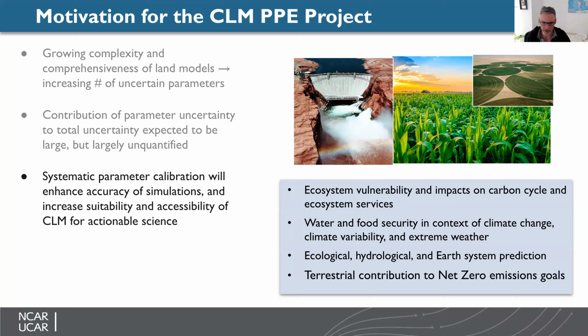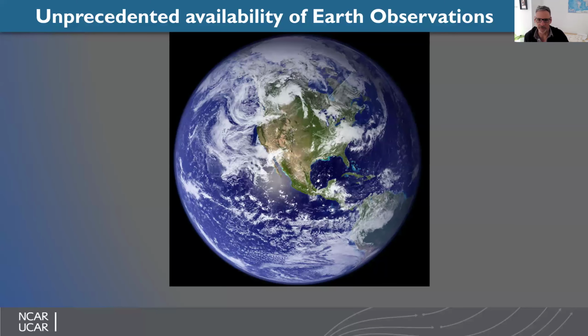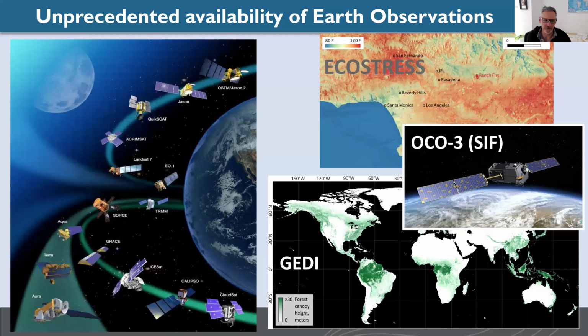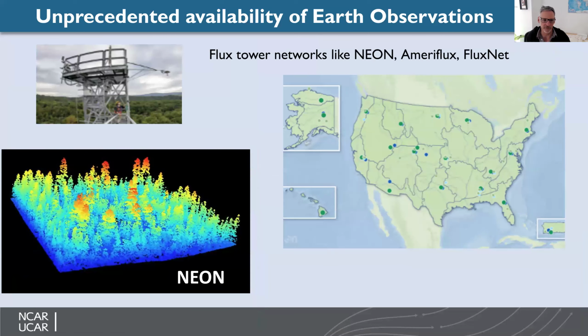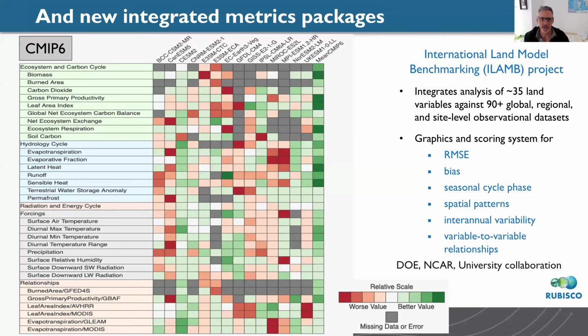And furthermore, there's an unprecedented availability of Earth observations, a huge array of satellite observations online now or coming online in the future. And then there's things like the Flux networks and the NEON Flux network, which provide this really rich array of observations. And then finally, in this really important realm are these integrated metrics packages like ILAMB, the International Land Model Benchmarking Package, which does a systematic evaluation of 35 land variables against 90 plus global, regional, and site level observational data sets, which really gives you a great way to evaluate your model. Either use this as part of your scoring system or just to evaluate your model post calibration.